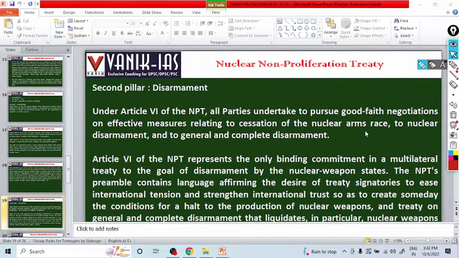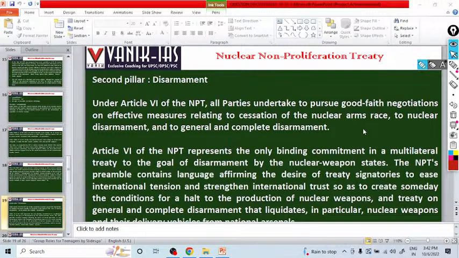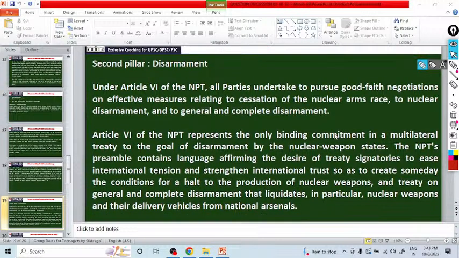And the second pillar, disarmament. Under Article 6 of the NPT, all parties undertake to pursue good faith negotiations on effective measures relating to cessation of the nuclear arms race, to nuclear disarmament and to general and complete disarmament. Fine. Article 6 of the NPT represents the only binding commitment in a multilateral treaty to the goal of disarmament by the nuclear weapon states.